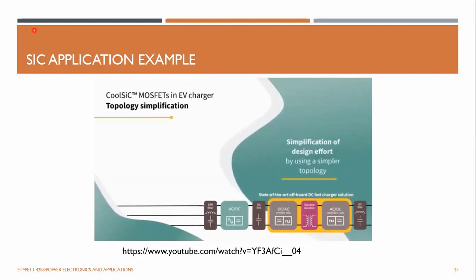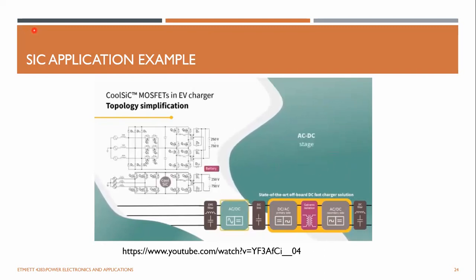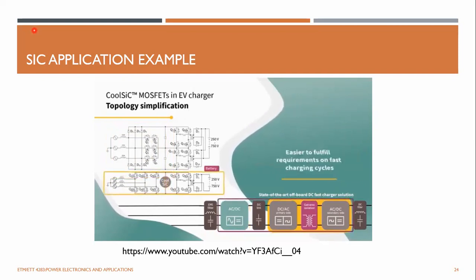We can also simplify the design effort by using a simple topology. For example, four 1200-volt CoolSiC MOSFETs can replace eight 650-volt silicon MOSFETs. In the AC-DC stage, it is the same. By using silicon carbide MOSFETs, a 3-level topology can be replaced by a 2-level topology, which translates into higher efficiency with half the number of devices. Finally, this makes it easier to fulfill requirements on fast charging cycles by increasing output power and power density. Ultimately, with the change of technology, there is also a reduction of engineering costs.